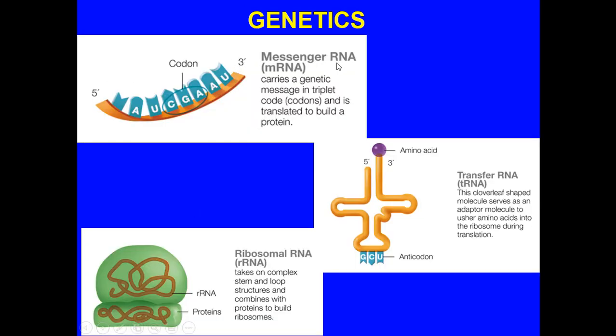Here's my messenger RNA. Here is my codon. Here is my transfer RNA. Here on the structure is the anticodon. So this will bind in complementary fashion with this codon here. And then finally, the ribosomal RNA, rRNA, and it takes a very complex stem and loop structure so that proteins can bind to it and make the final kind of roundish or globular sort of structure.